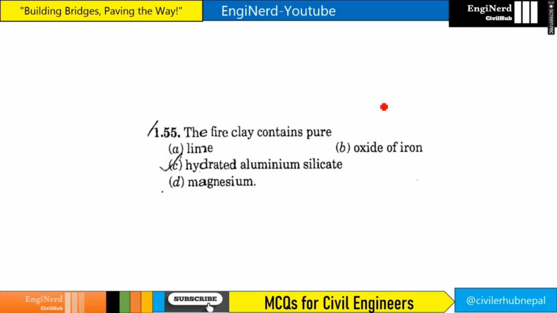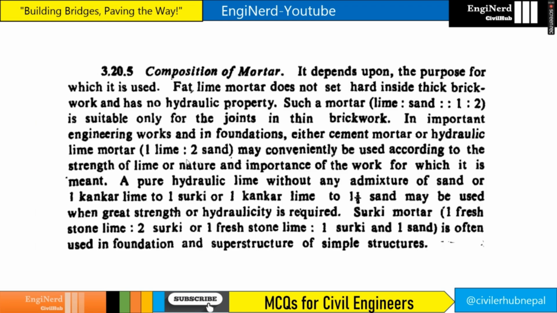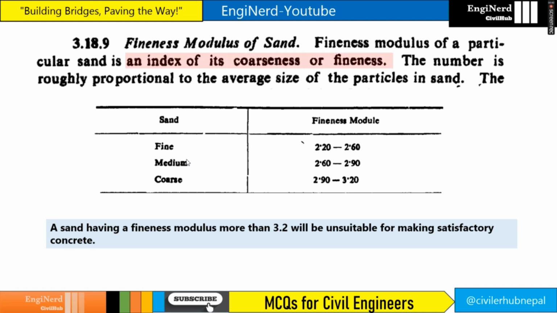Next, the fire clay contains pure hydrated alumina silicate. The fire clay contains what? Pure hydrated aluminum silicate. This is also an important question. The proportion of lime and sand in the mortar normally used in brick mortar are, so normally used is 1:2, right? We see here 1:2. The index number expressing the relative sizes of both coarse and fine aggregate is called, it is known as what? Fineness modulus, right? Index of its coarseness and fineness.